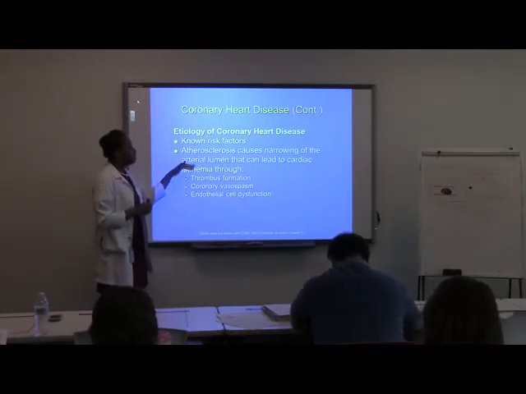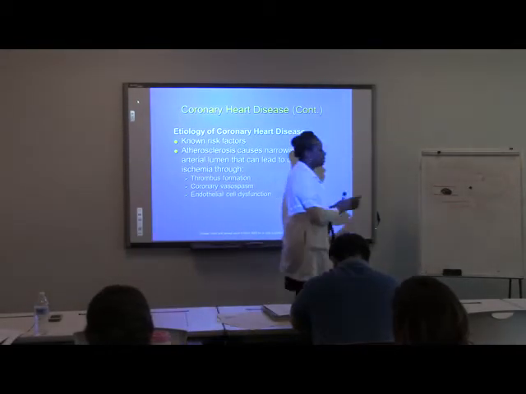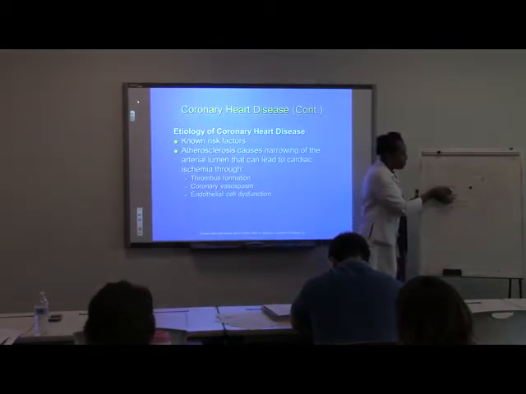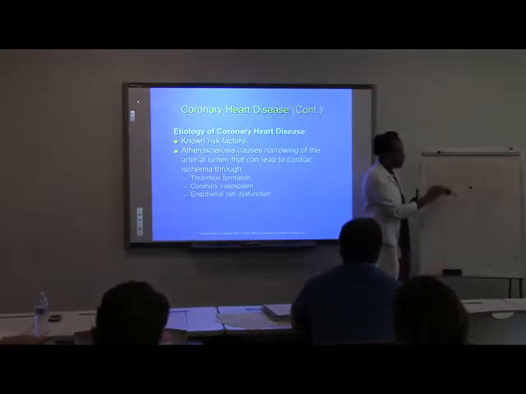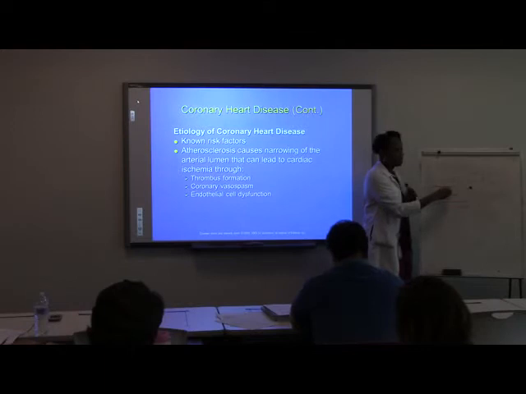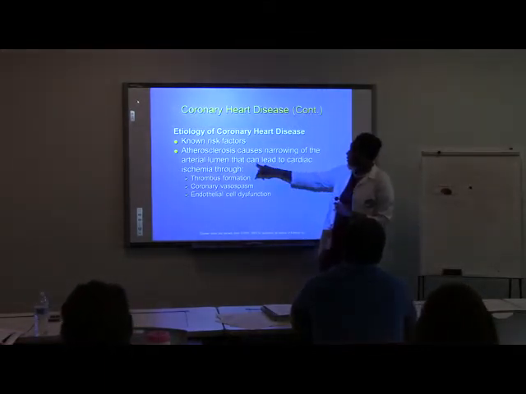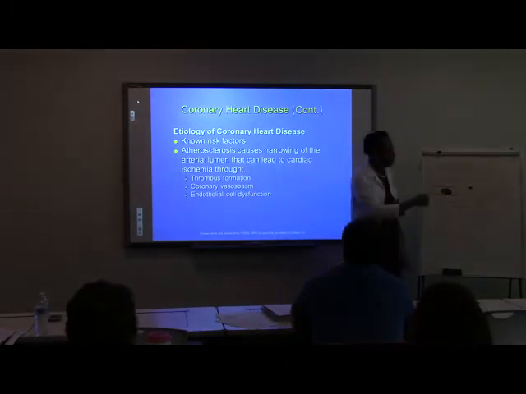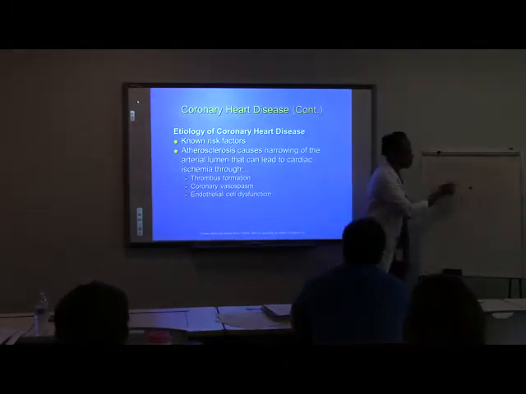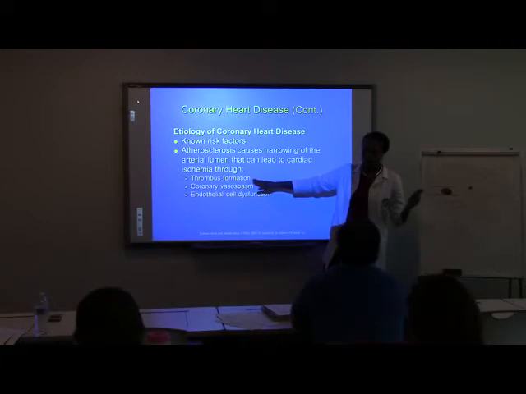Now, when atherosclerosis occurs, as I showed you in that picture, this will lead to a narrowing in the lumen of the vessel. If you have a big atherosclerotic plaque sitting there, obviously that's taking up space. When that takes up space in the lumen, this could lead to cardiac ischemia, which is the term for lack of blood flow getting to those tissues. This is because of the thrombus formation that's in the vessel.